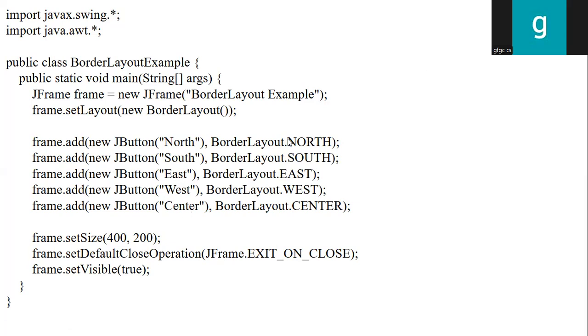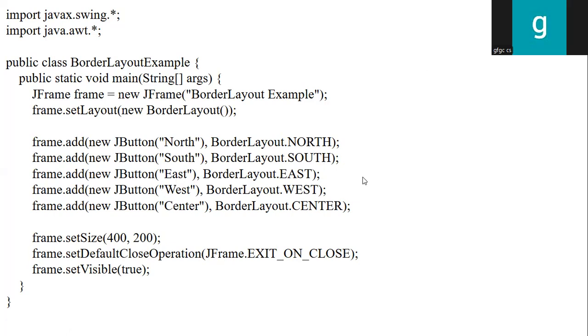Wherever I have written here, this particular button name is north. I want to put this button on the north place. Here, BorderLayout.NORTH, this button is going to be put on the north side. For south, I have set the border layout like south. It is going to appear on the south direction.